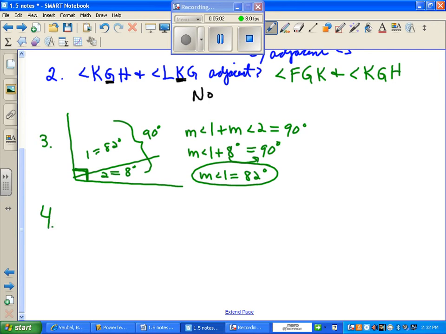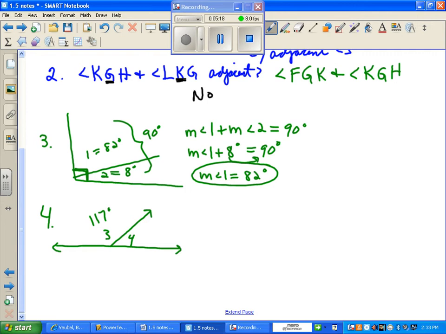Number 4 says that you have two angles that are supplementary. I'm going to draw this picture for supplementary. I have angles 3 and 4 being supplementary. They don't have a picture, so I drew my own. And they told you that angle 3 is 117 degrees.